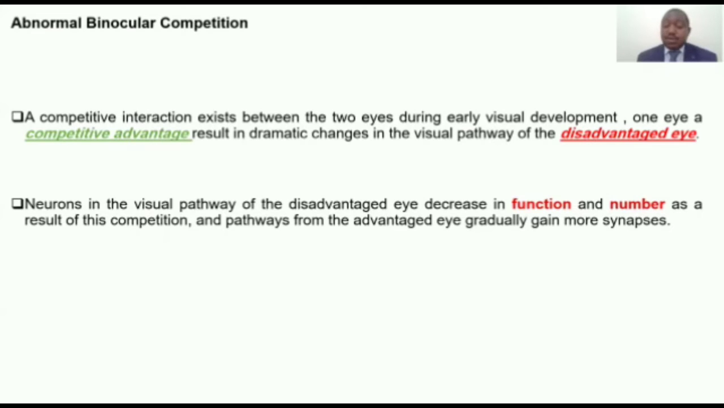The pathway from the advantaged eye gradually gains more synapses. The normal eye takes advantage of that. If this abnormal competition happens before the age of 6 years, it could lead to the development of amblyopia. Yes, this is a critical period and a sensitive period for development.